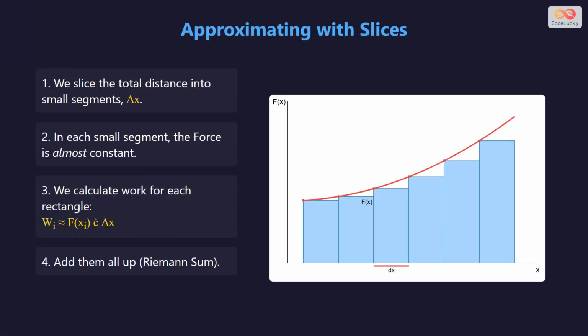To solve this, we use a strategy from calculus. We slice the total distance into tiny segments. For each tiny segment, the force doesn't change much, so we can pretend it is constant. We calculate the work for each small slice and add them all up.